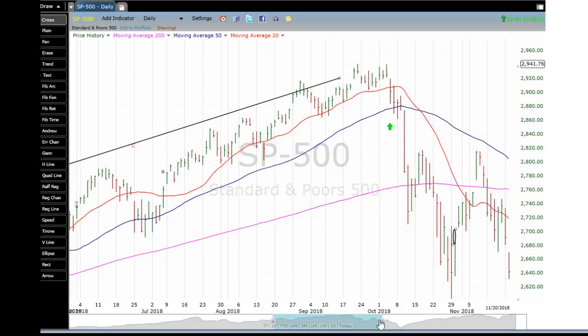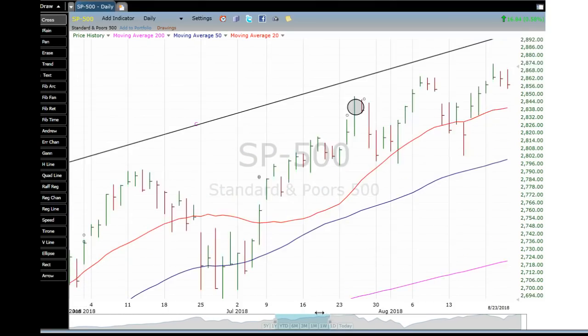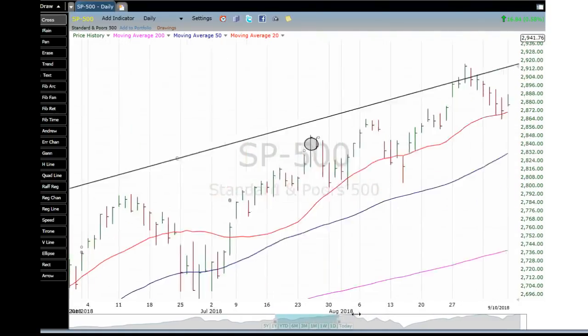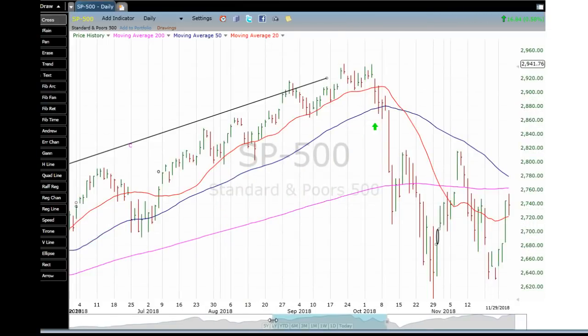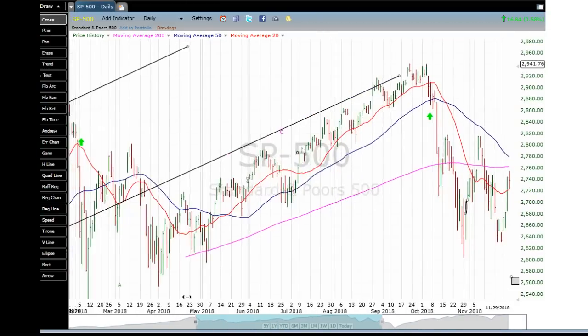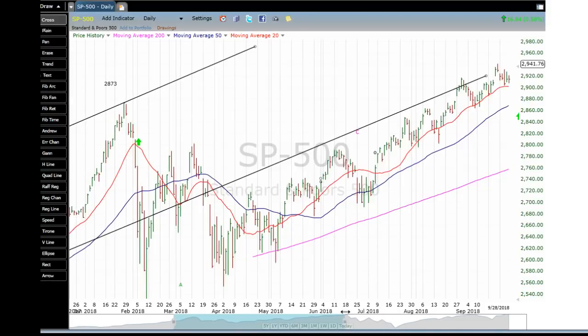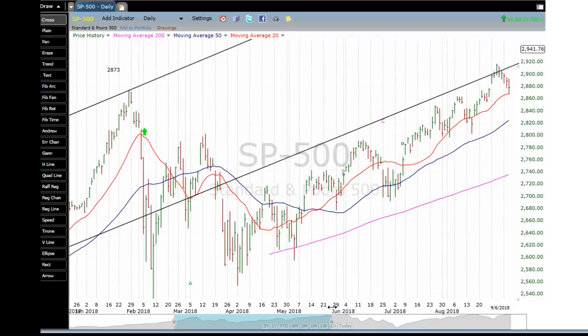So taking a look back a little further at the major late January 2018 top. Let's get back there. Here we go. You can see that we had a similar pattern to that of October 2018. Here's your blowout move into January 26, I believe.